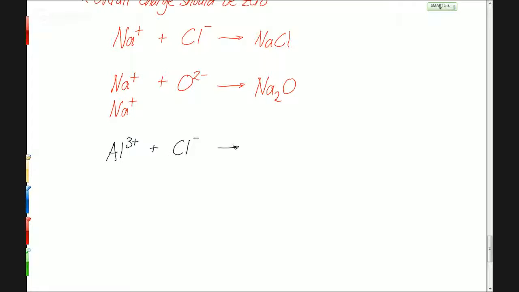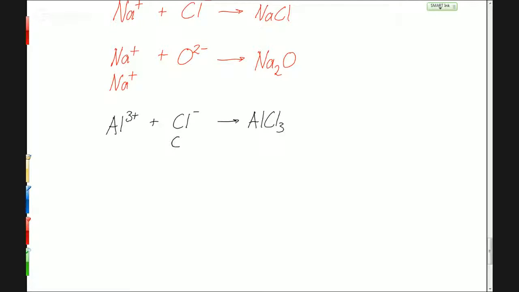So what do you have for aluminum and chloride? Anybody get a compound? AlCl3. How'd you come up with that? Yeah, the 3 plus from aluminum, and then we're going to need 3 minus 1s to balance out a +3. So overall, in AlCl3, we have 3 plus and 3 minus.